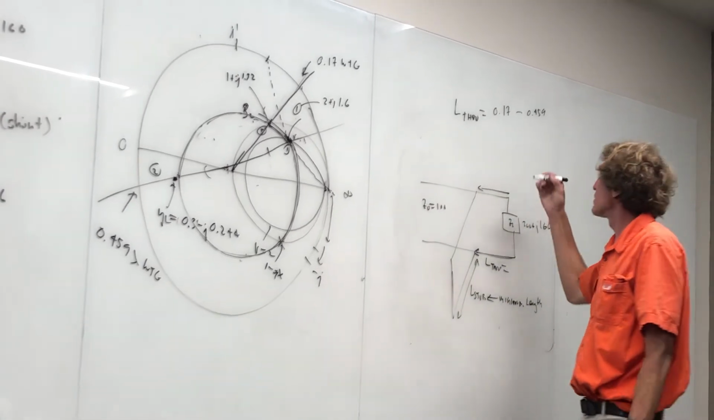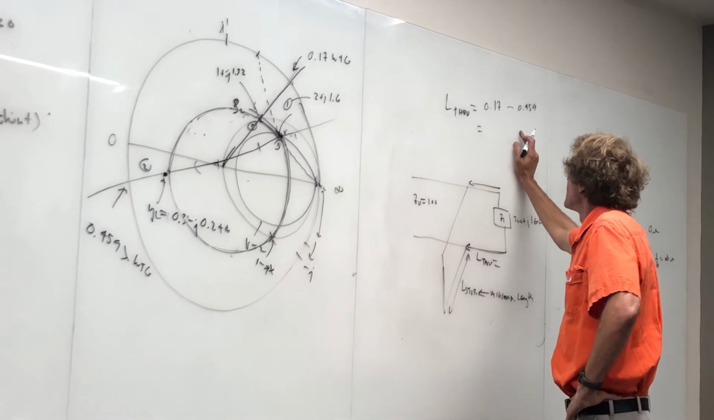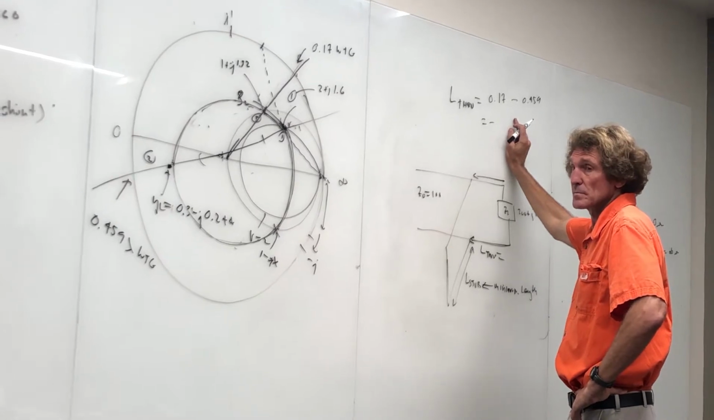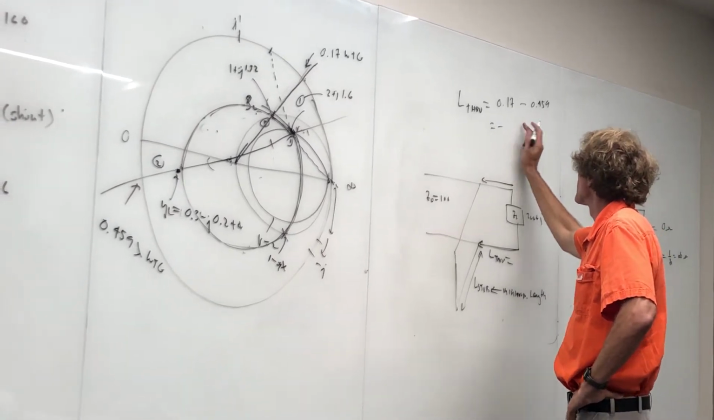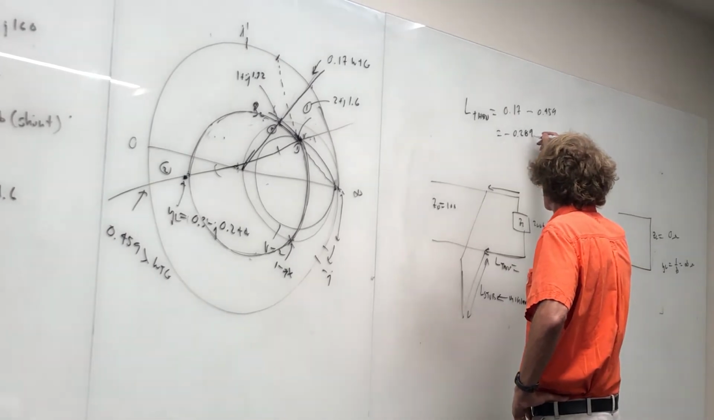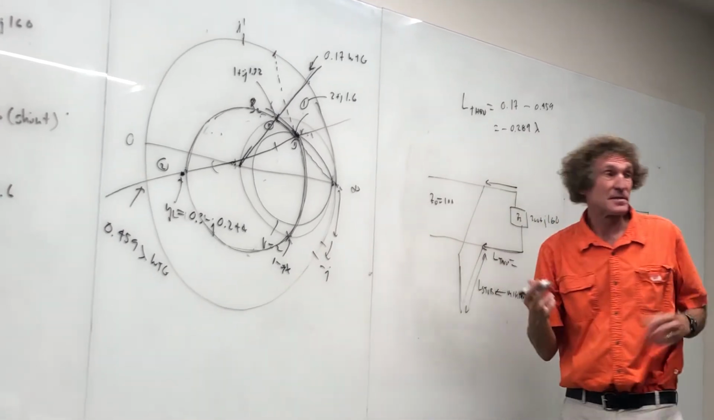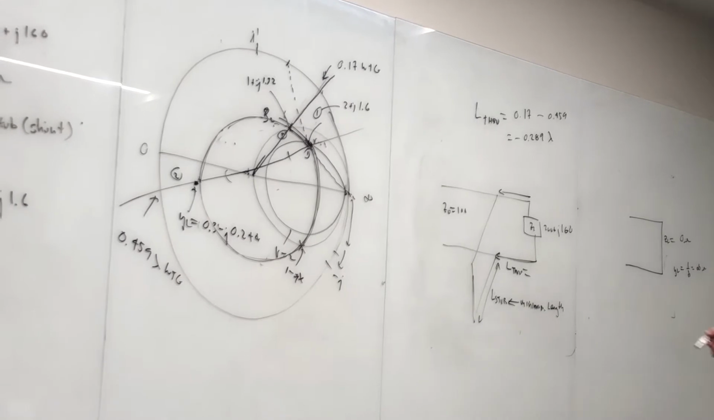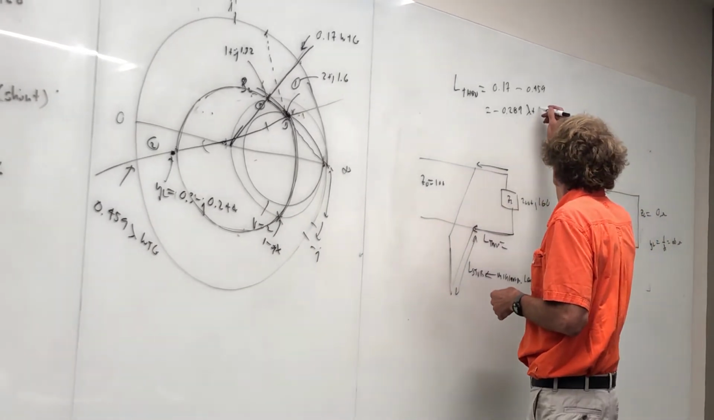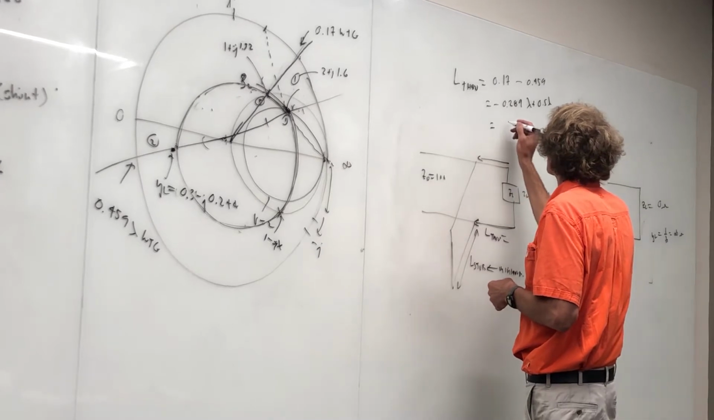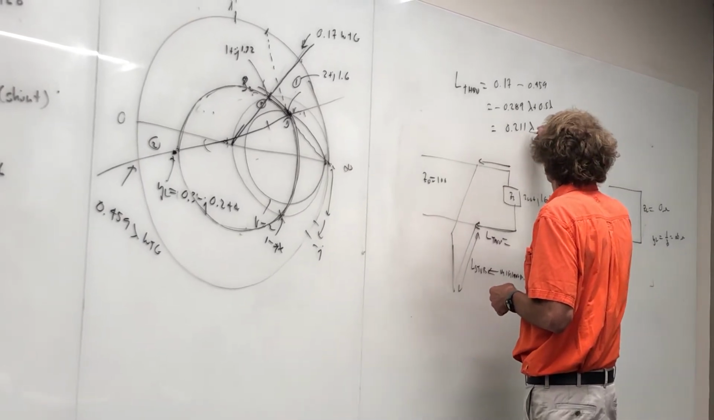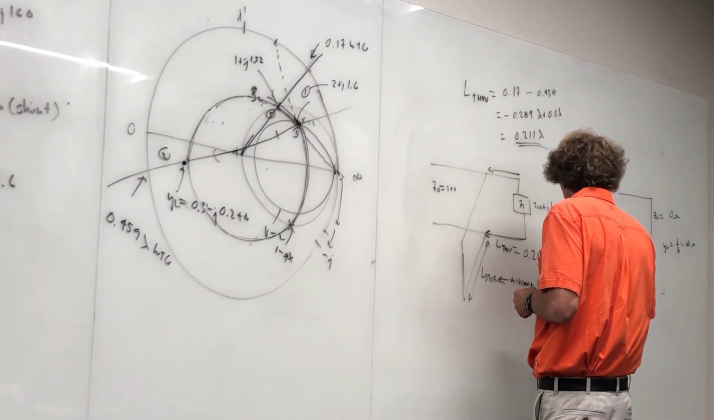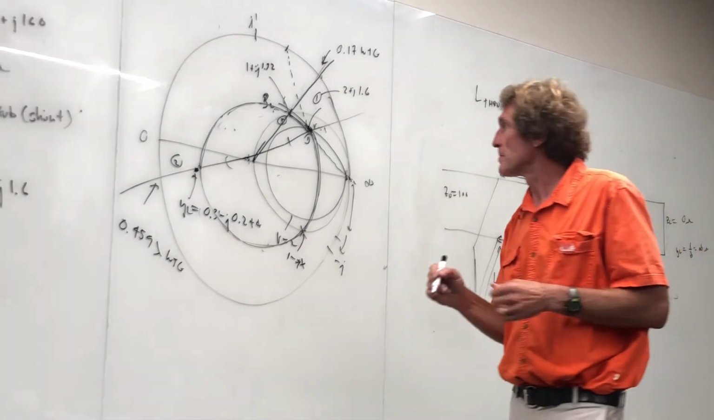And then what is that gonna be? Minus 0.289 lambda. And what do I have to do because it's negative? Add a half. So you add a half. Now what do you get? 0.211. 0.211 lambda. So L through here is 0.211 lambda. We're almost done.